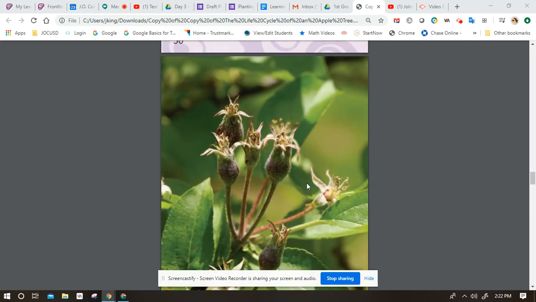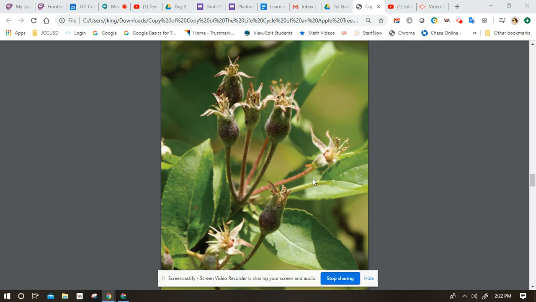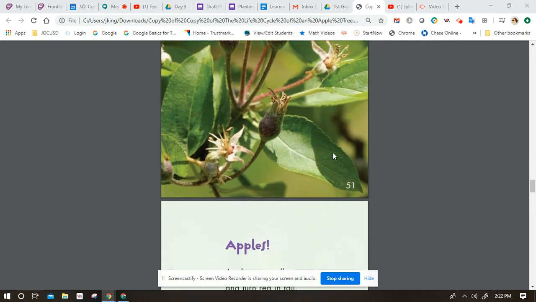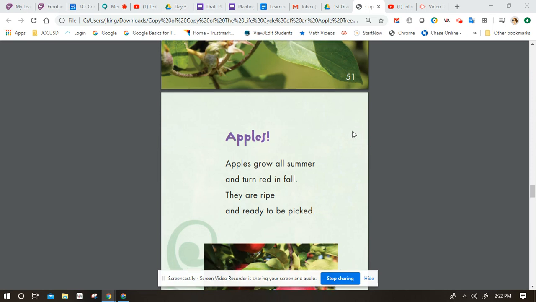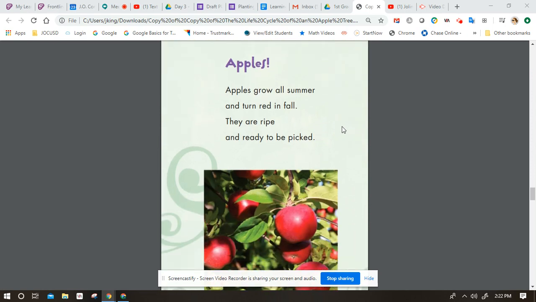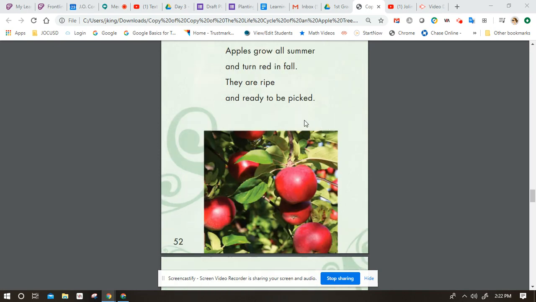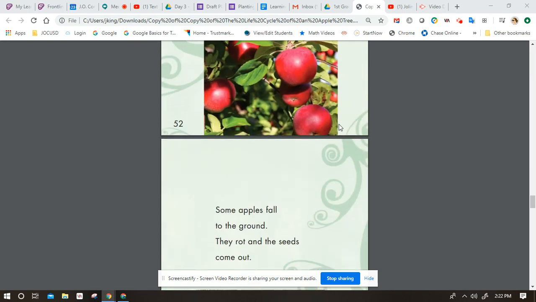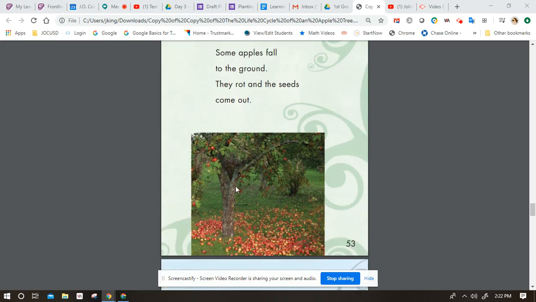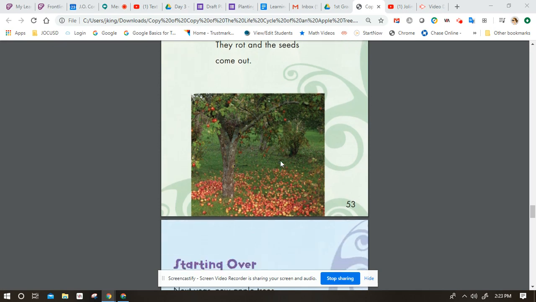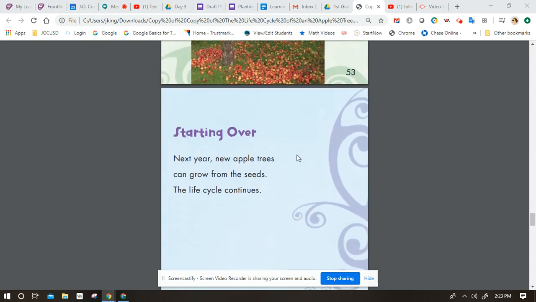As we scroll down, we see what starts to happen in the picture. The picture shows us the blossoms that start to turn into apples. And here's our heading, apples. This part tells us about how these apples grow all summer long and turn red so that they'll be ripe and ready to pick. It also talks about how sometimes not all the apples stay on the trees or get picked. Sometimes they fall to the ground and they rot, and those seeds become new apple trees.